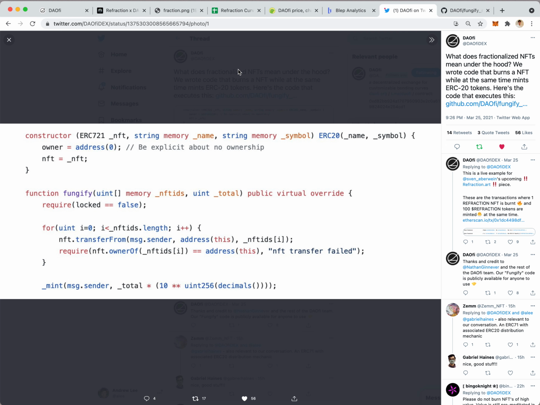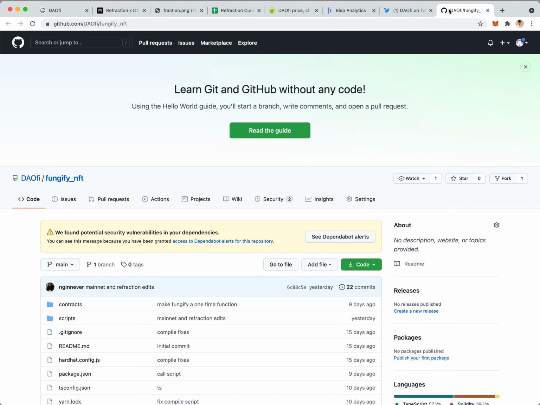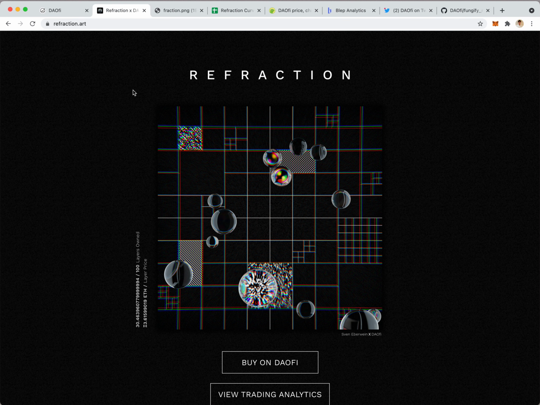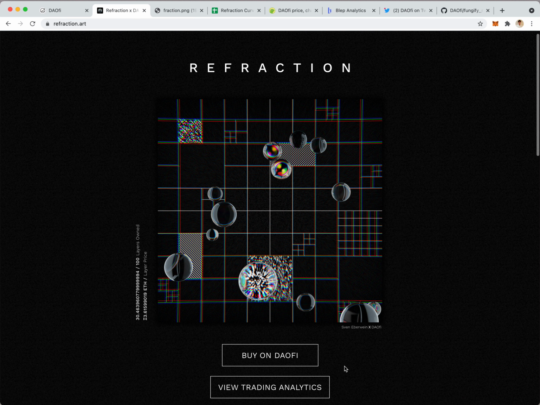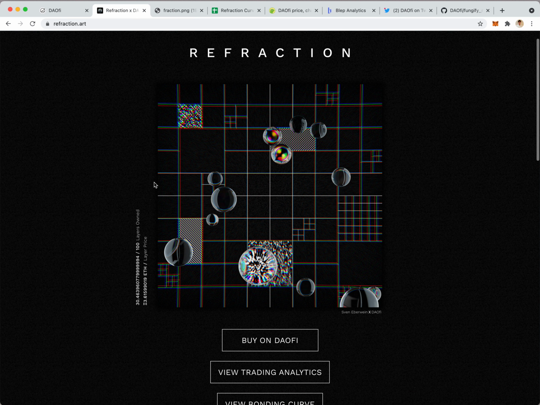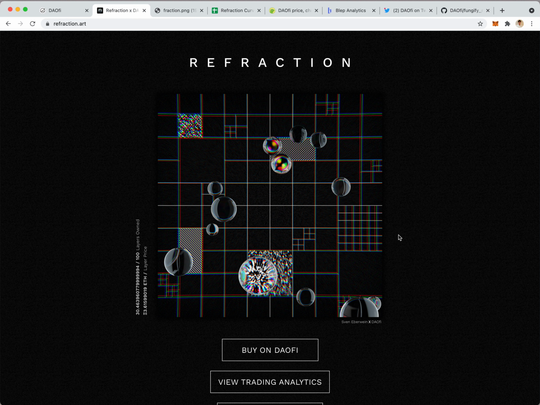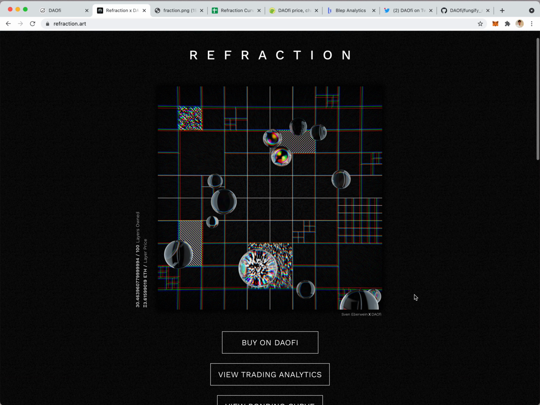And this is the code that is able to do that. We've made it open source for anyone to look at. And basically, this art changes every time there's a buy order. Every time there's a buy order, a random layer is added to the piece. Every time there's a sell order, a random layer is removed from the piece. So there's constantly evolving visual aspects to this art as the crowd buys and sells.